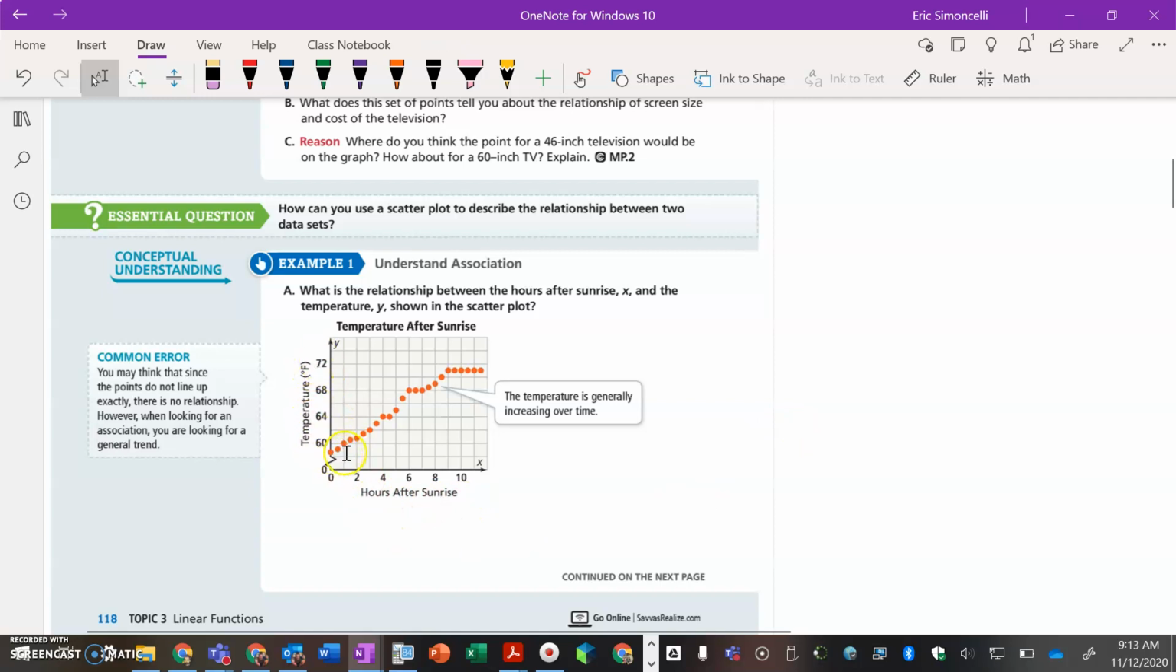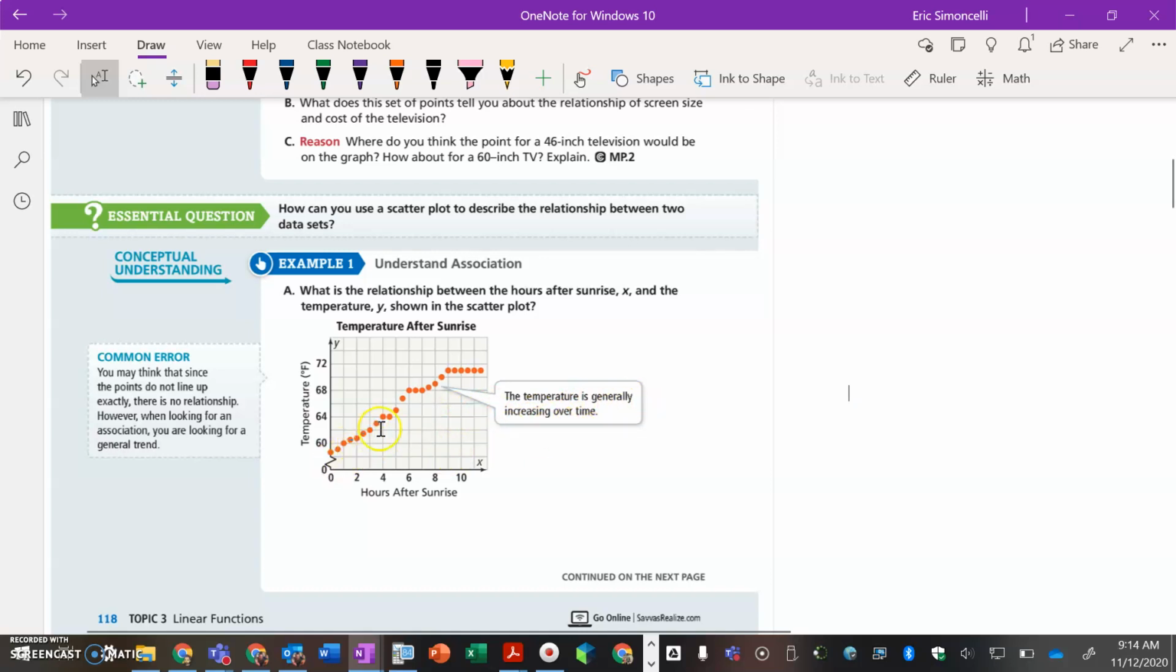Now, all of these data points, as you can see, are scattered about in such a way that even if I try to draw a line through all of them, there's no way that I could do that. However, there is a trend. You can see that as the hours increase, the temperature also increases. We have a little bit of a dip here, and then we have almost a straight horizontal line off to the right after about 9 hours or so.